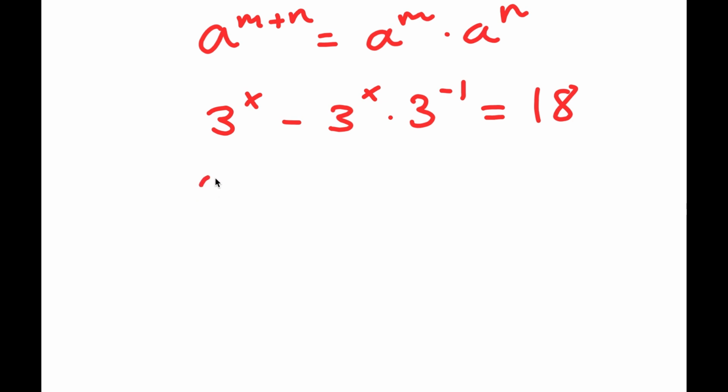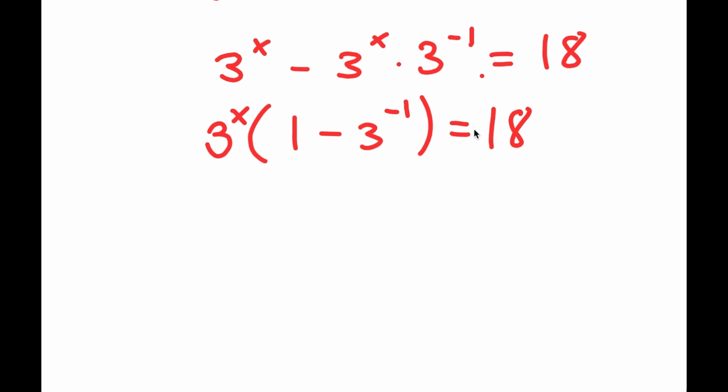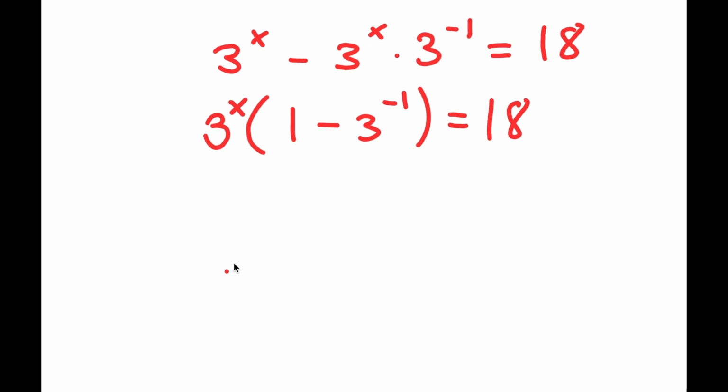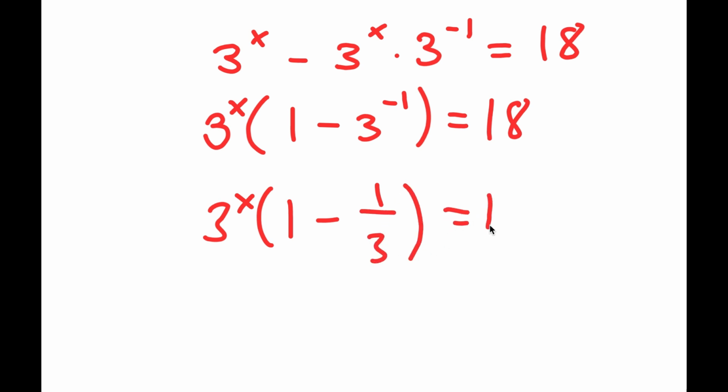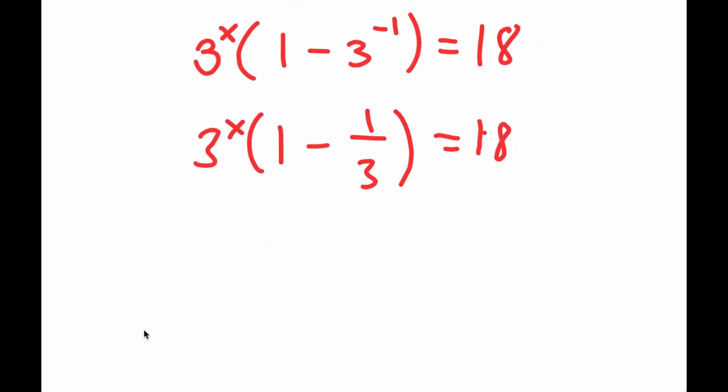Now I'm going to go ahead and factor out 3^x. So I get 3^x times (1 minus 3^(-1)) is equal to 18. And now 3^(-1), that's the same thing as 1 over 3^1, which is simply 1/3. And 1 minus 1/3, that's going to equal 2/3.